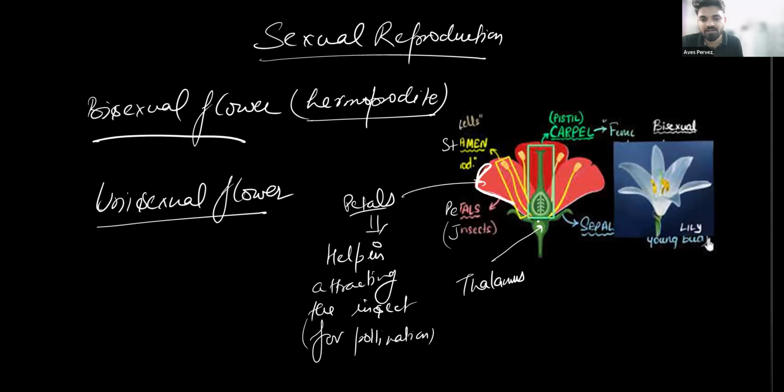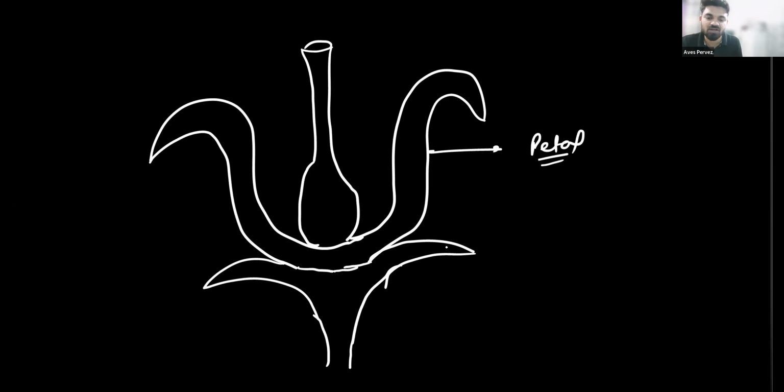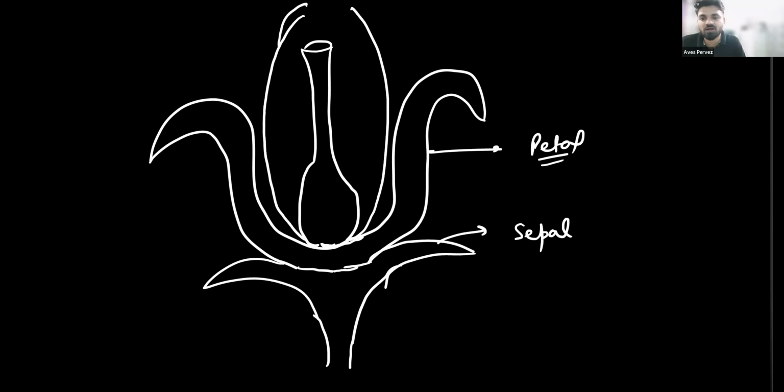And this portion is called sepals, in which the flower was initially present. These are called sepals. This is called the female reproductive organ as a whole. Here I'm drawing a bisexual flower, with both male and female reproductive organs on the same flower. So this is the female reproductive organ and this one is the male reproductive organ.